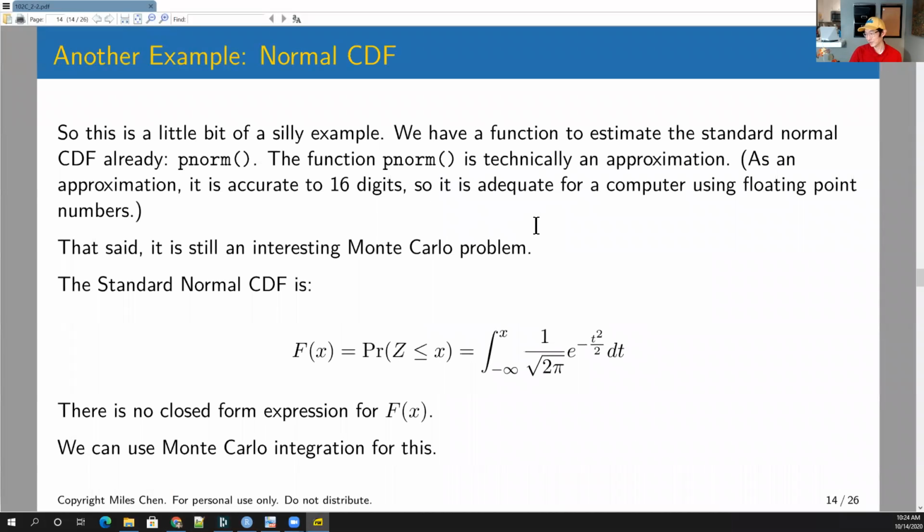Anyway, that's an aside. Okay, so let's say we just want to approximate the normal CDF, right? The CDF is the integral from negative infinity up to x of the normal PDF dt, and it's basically equal to the probability that some standard normal random value z is less than some arbitrary value x.